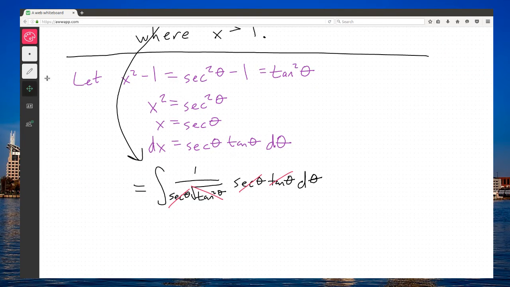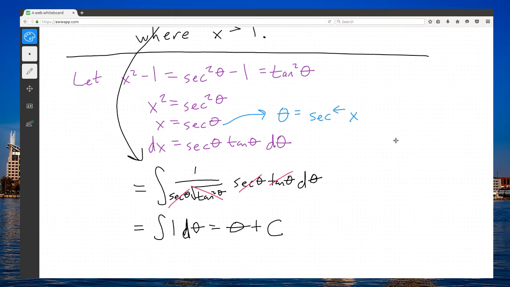And I'm left with nothing more than just the integral of 1 with respect to theta. So that's easy enough to integrate. That's theta plus c. Now what is theta? Well, we just go back up here to the substitution where we said that x is equal to secant of theta. Well, that means that theta is the inverse secant of x. So I'll just make that replacement down here at the bottom, and actually that's what I was asked to prove.